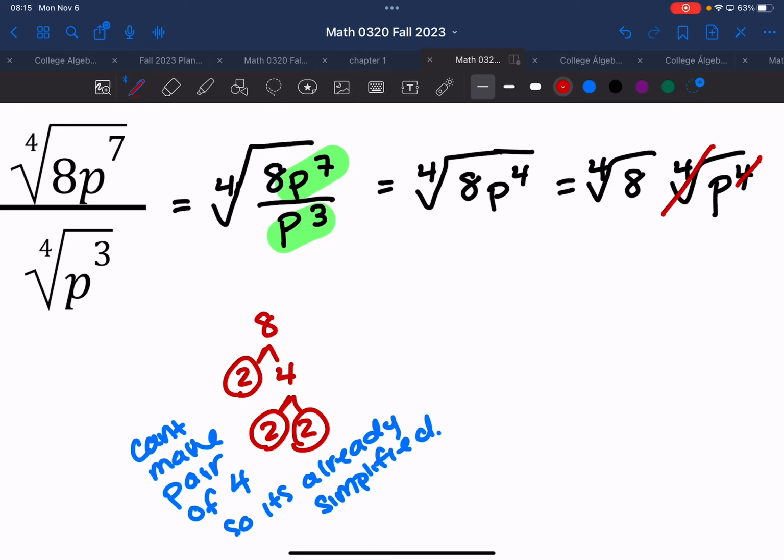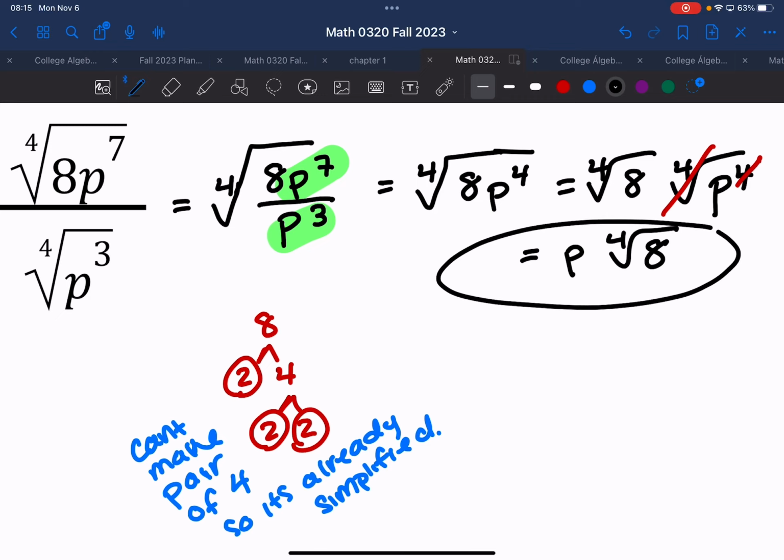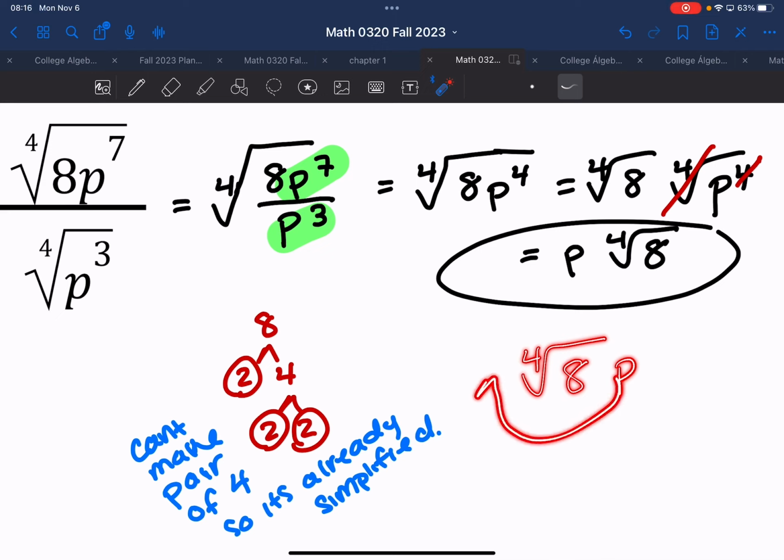They cancel, right? If our index and the power are the same, they cancel. So that means our answer is going to be p 4th root of 8. Anytime you have a radical, your radical is going to be at the end. The only reason we do that is because if you wrote 4th root of 8p, sometimes there can be some confusion on whether or not that p is under the radical or outside the radical. So we just place the p in the front.